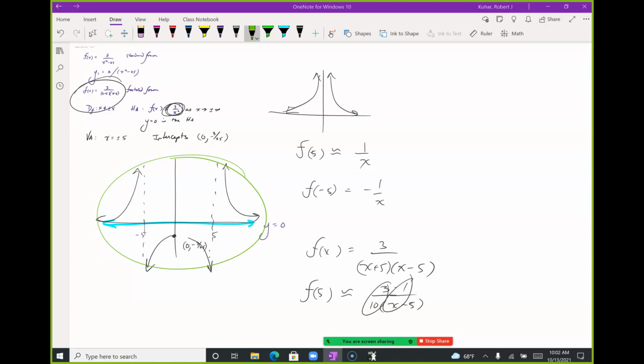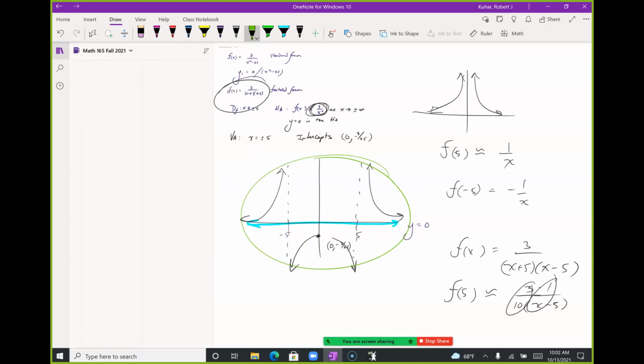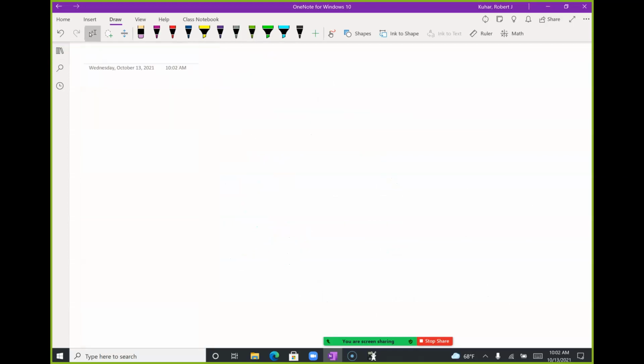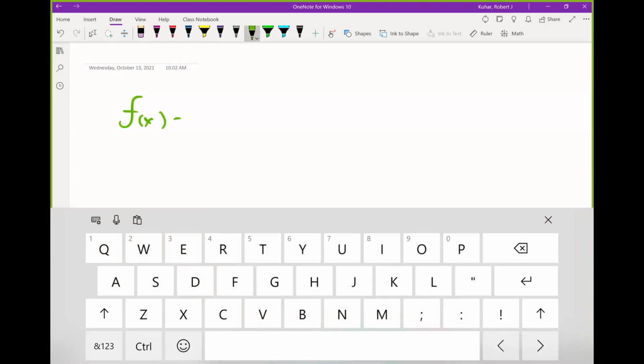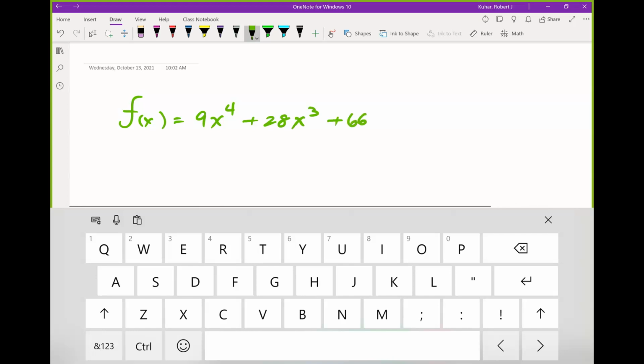Nice. So will you just read me that function? F of x is 9x to the power of 4 plus 28x cubed plus 66x squared plus 196x plus 21. Horrible. That's horrible. Horrible problem. Who would assign something like that?